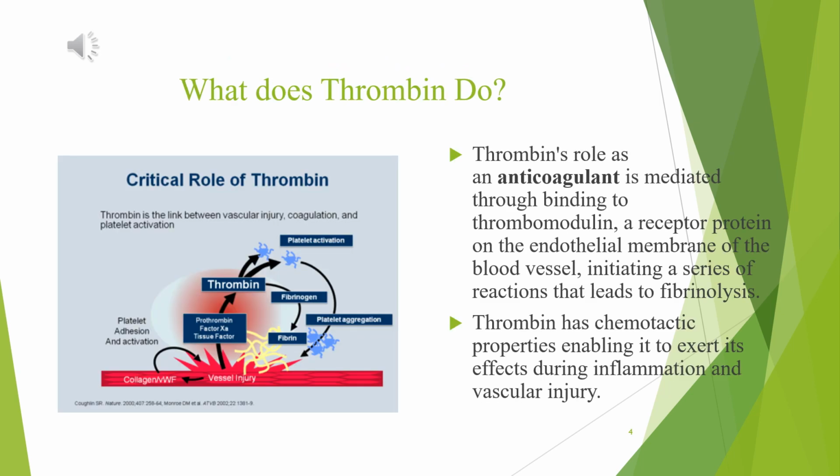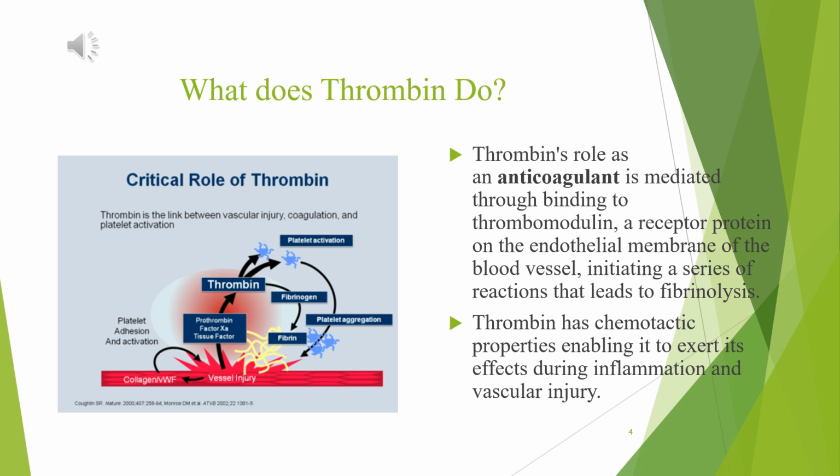Let's review what thrombin does. Thrombin's role as an anticoagulant is mediated through binding to thrombomodulin, a receptor protein on the endothelial membranes of the blood vessel. So once this is activated, it starts a series of reactions. Now, thrombin has a property enabling it to exert its effect on inflammation and vascular injury.